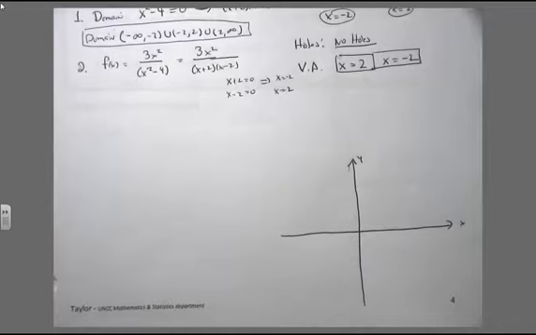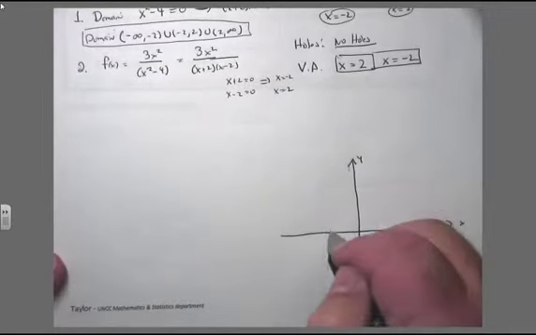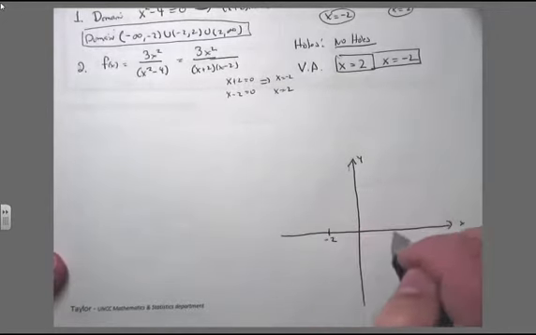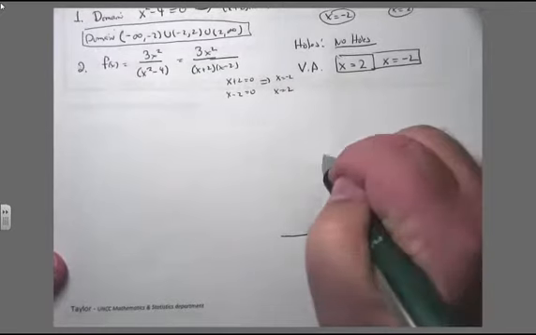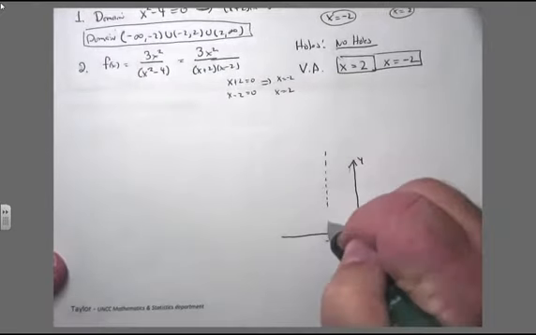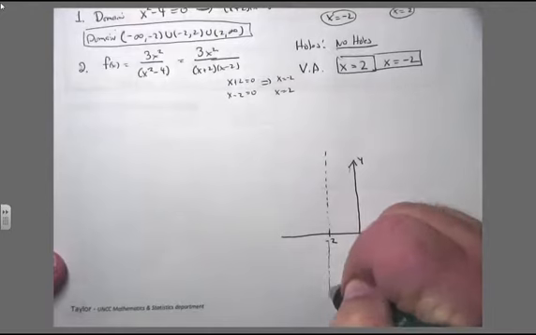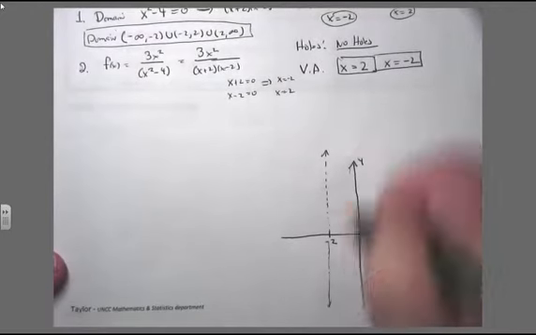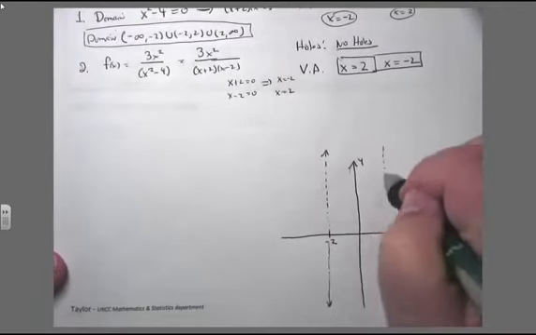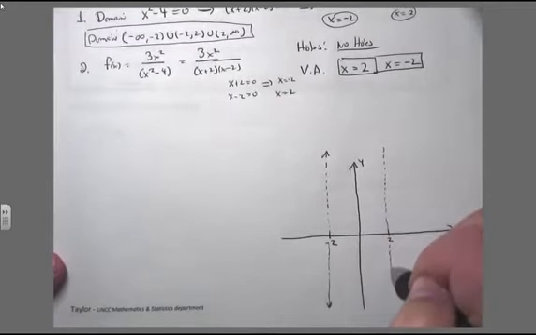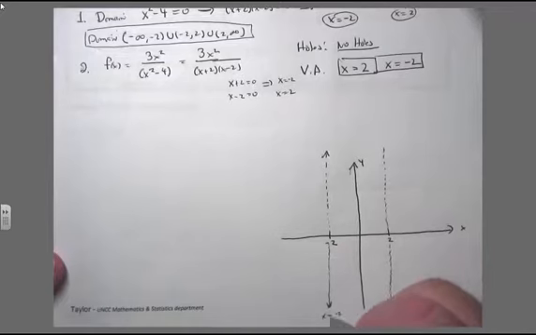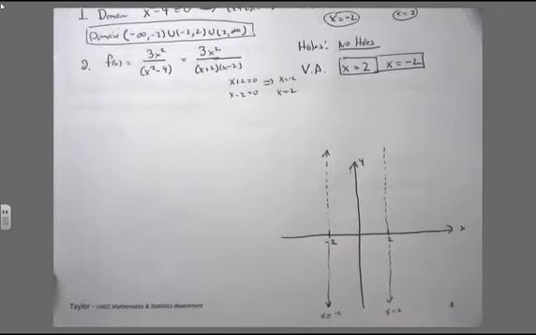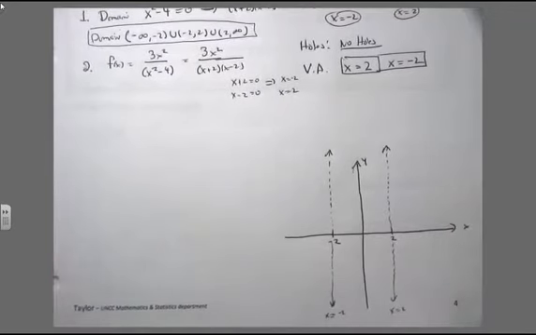What are my vertical asymptotes? X is negative 2, and x is positive 2. So vertical asymptotes are these vertical dotted lines that you cannot cross. You can cross horizontal lines, you can't cross vertical lines. X equals 2, x equals negative 2. Vertical asymptotes. Lines in the sand that I can't cross. Let's keep going.